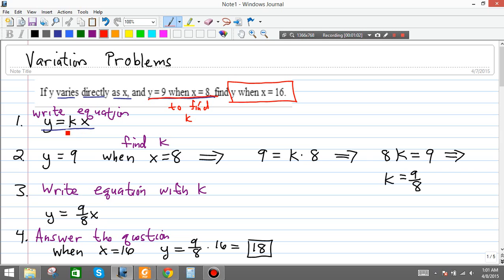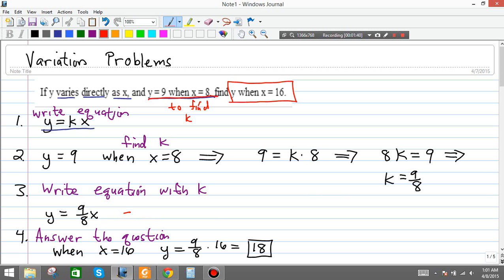Okay, so y varies directly as x, so that means y is some constant k times x. In order to find what that constant is, we'll use the fact that when y is 9, then x is 8. That means you replace this y with a 9 and this x with an 8, and you solve for k. So 9 is equal to k times 8, and so 8k is equal to 9. Then divide both sides by 8. K is 9 over 8. And then you go back and rewrite this k as 9 over 8.